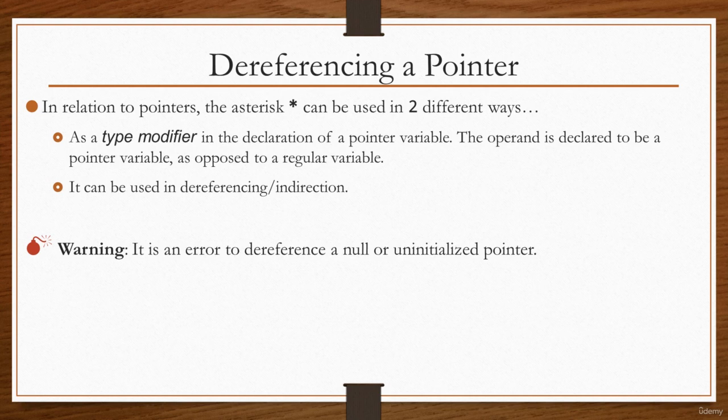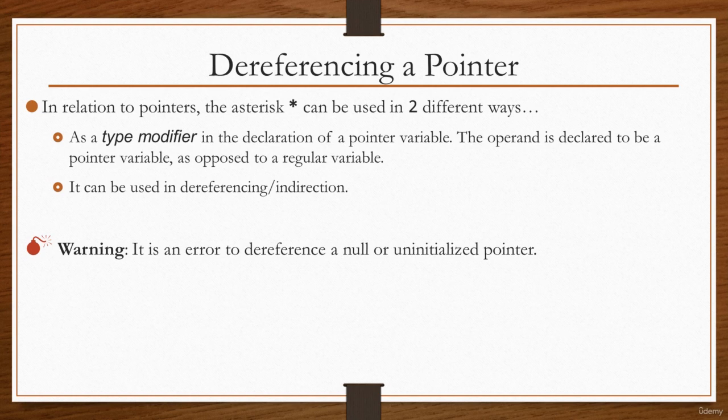It can be used as a sort of type modifier in the declaration of a pointer variable. The operand is declared to be a pointer variable as opposed to a regular variable, right? If you declare some variable and you prefix the identifier of that variable with the asterisk, then that becomes a pointer variable. And it can also be used in dereferencing. It's also referred to as indirection or the indirection operator because you are indirectly accessing that memory address, reading from or writing to some memory address, right?